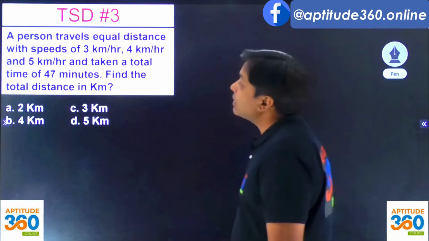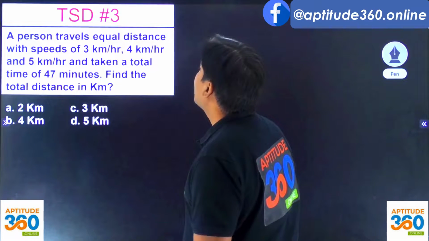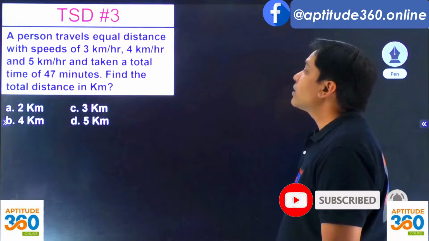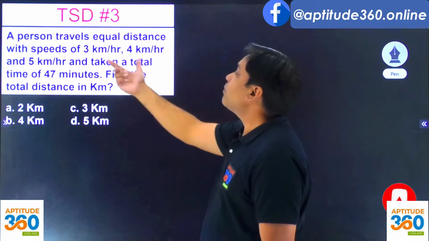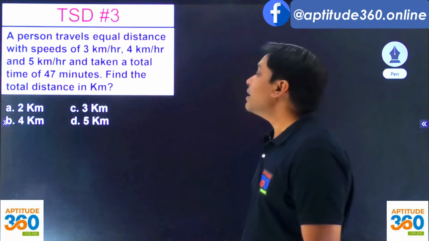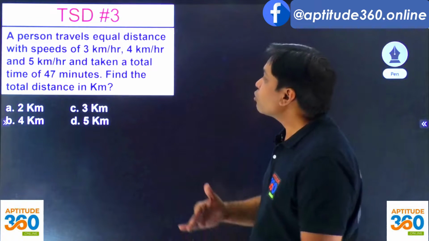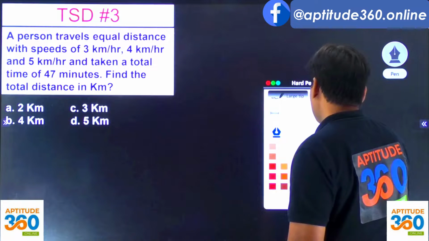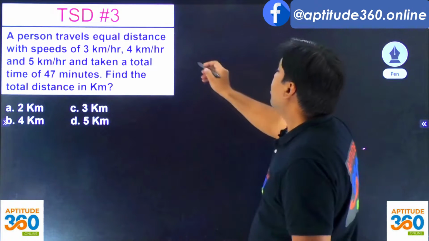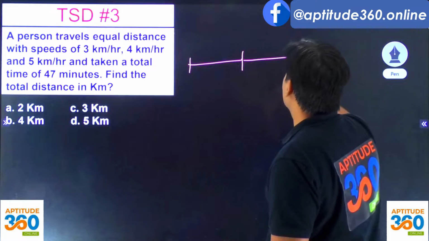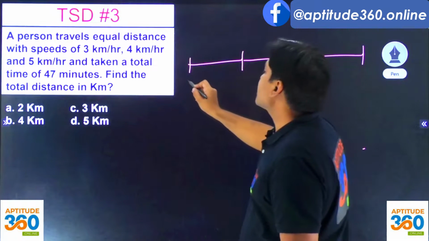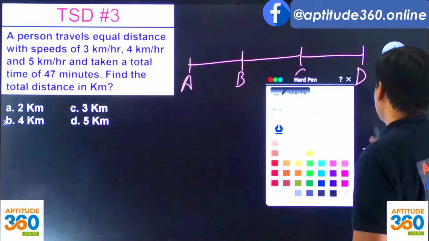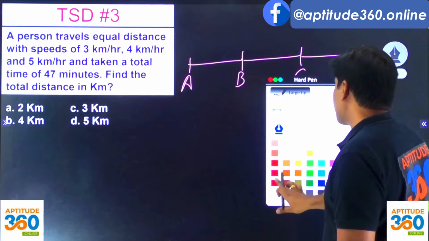The problem says that a person travels equal distances with speeds of 3 km per hour, 4 km per hour and 5 km per hour and taken a total time of 47 minutes. So this is a very similar thing. Over here you have got say 3 equal distances. Let us assume this point is A and then B and then C and then this is D.